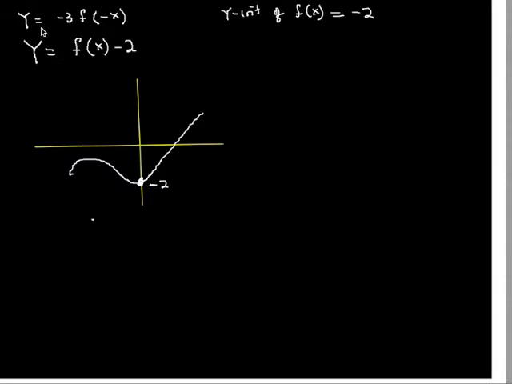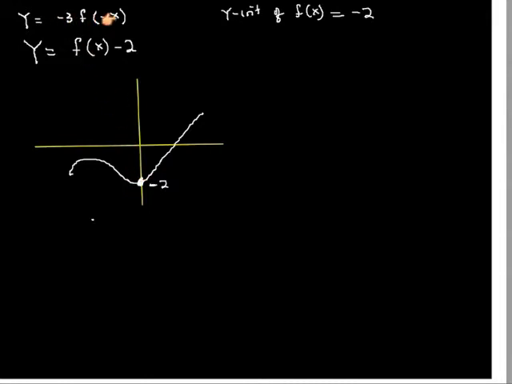Okay, now here's an interesting problem. You are told that there is a function and the y-intercept of that function is -2. You're not told what the function is. But you are asked, what is the y-intercept if that function had the following transformation? So you can create any function you like as long as the y-intercept is (0, -2).